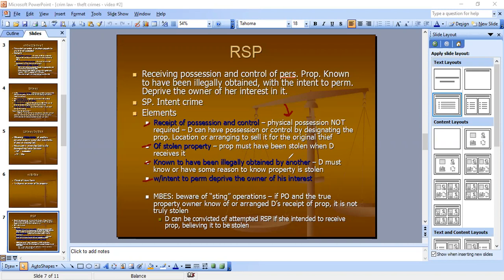Known to have been illegally obtained by another: defendant must know or have some reason to know property is stolen, with the intent to permanently deprive the owner of his interest. Now, MBEs, this is important. Beware of the sting operations. Tons of MBEs on this. If a police officer and the true property owner know of or arranged defendant's receipt of property, it is not truly stolen. Defendant can be convicted of attempted receiving stolen property if she intended to receive property believing it to be stolen. So very tricky on MBEs. So let's see what our next one is here. RSP comes on a lot in MBEs.